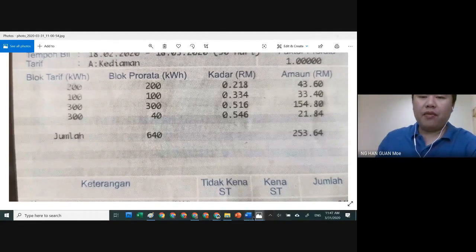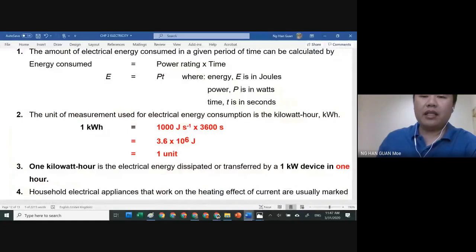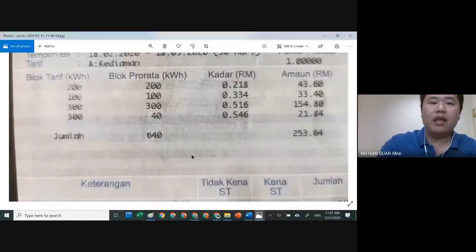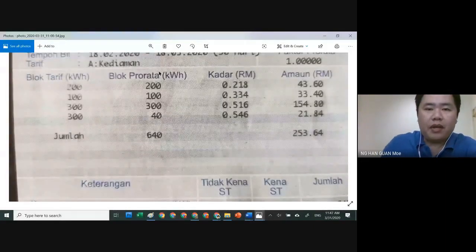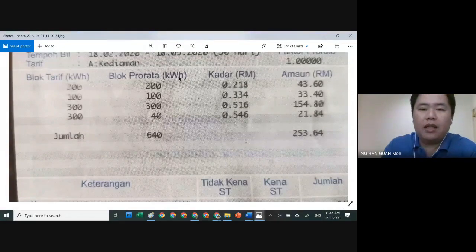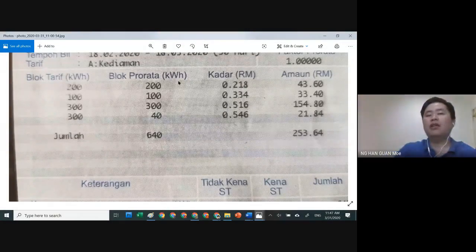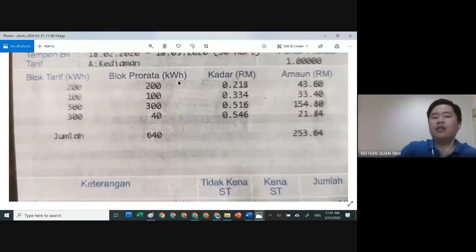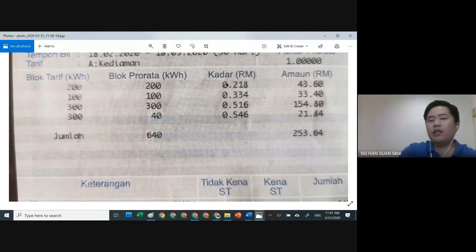Okay. So before that, let you understand, as you see from the bill here, on the middle second column here, you mentioned kilowatt hour, right? So for the 200, and then next 100, next 300, next 300. So this is what we call the block, because every block has a different rate. For the first 200, it is 0.218 cent per unit, or we call it kilowatt hour.